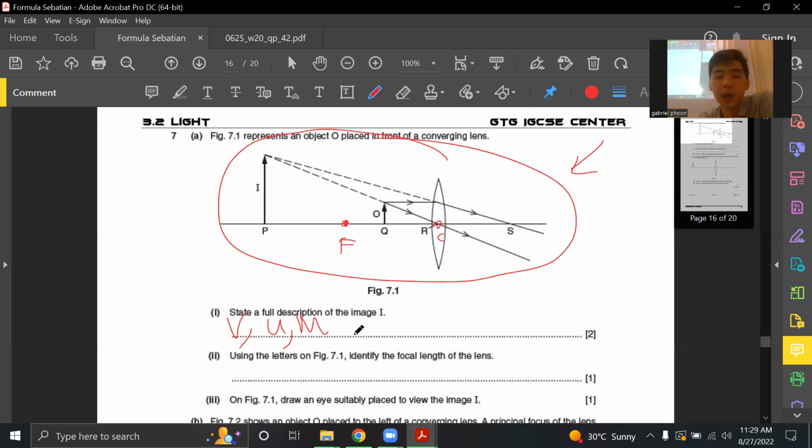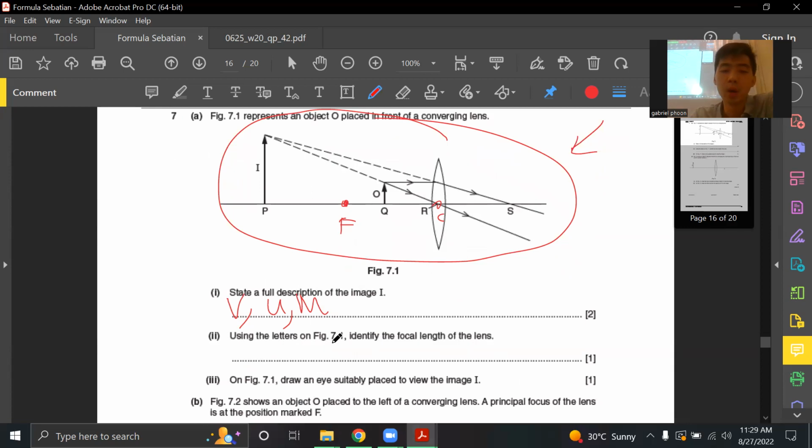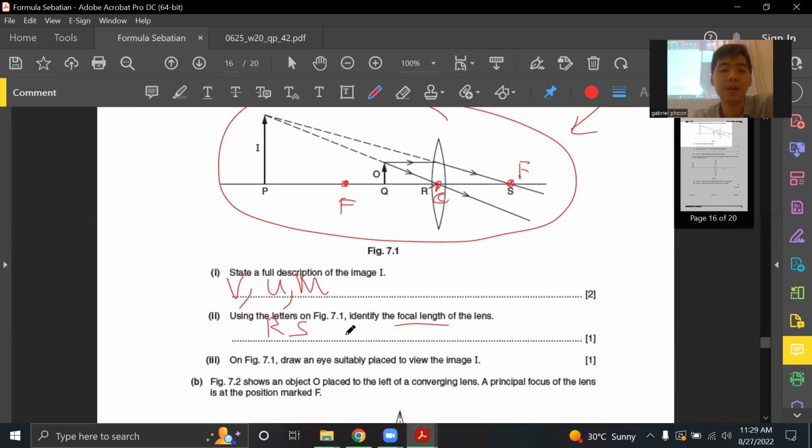Very, very important. And then use the letters on figure 7.1 to identify the focal length. Good. Abigail, what's the answer here? RS, excellent. Good, because you identified that this is the optical center and this is obviously a focal point. So the answer must be RS, guys. It must be RS. Okay.